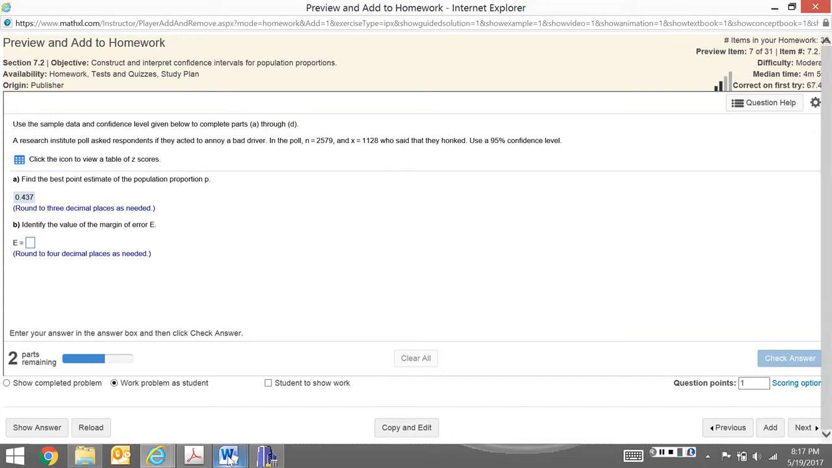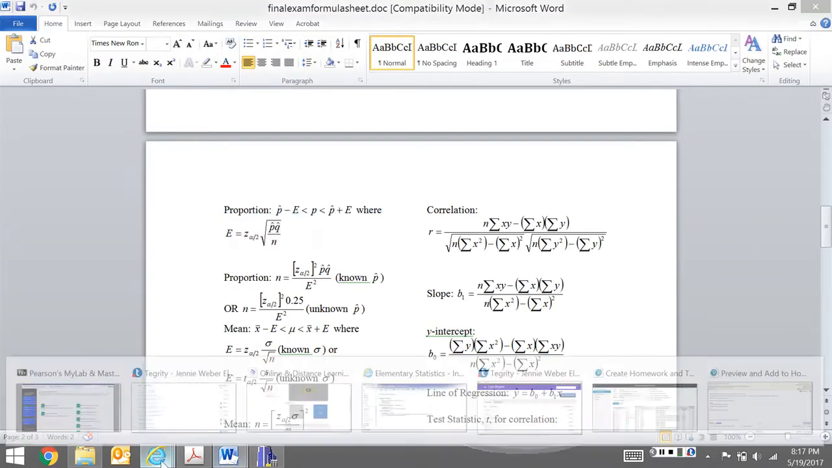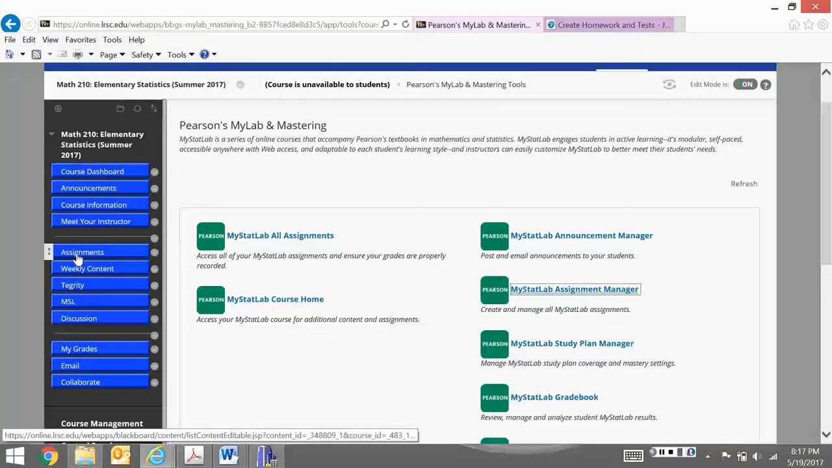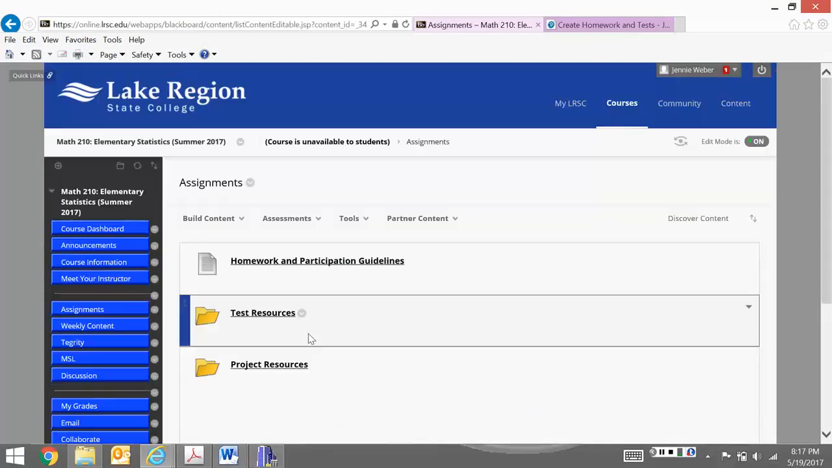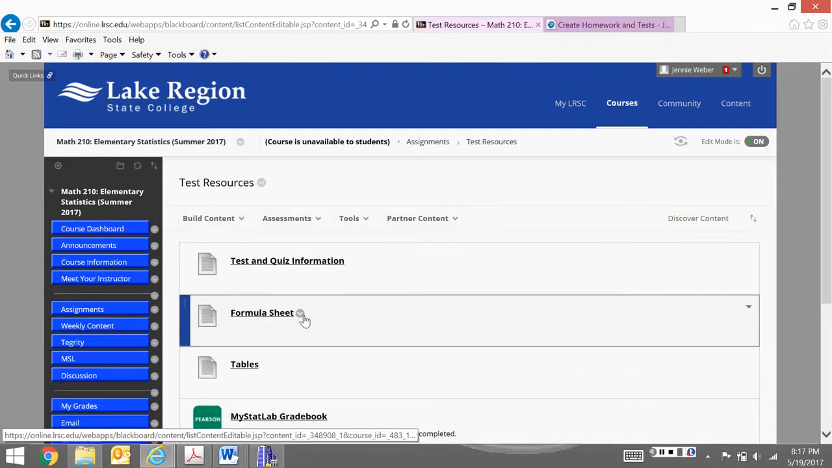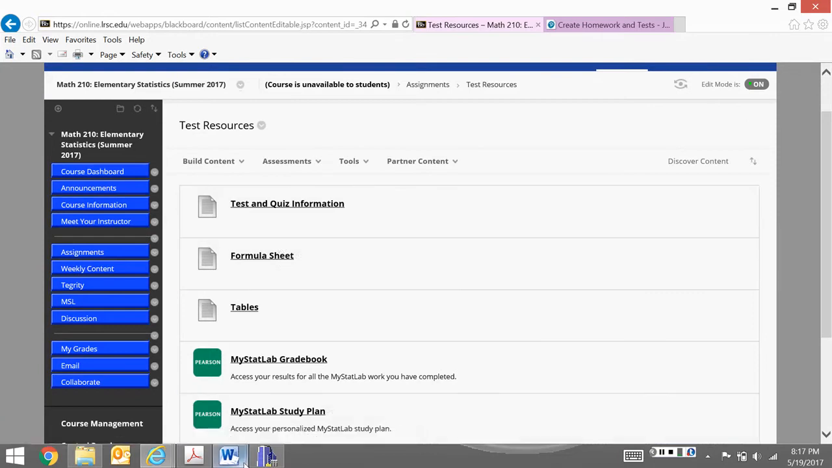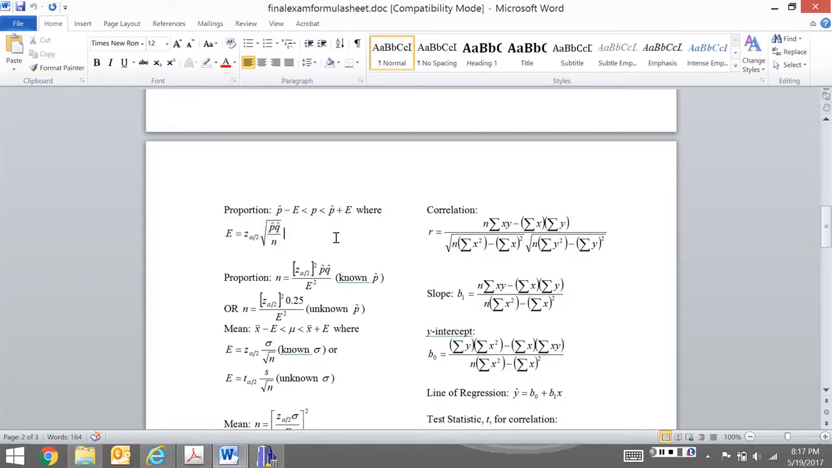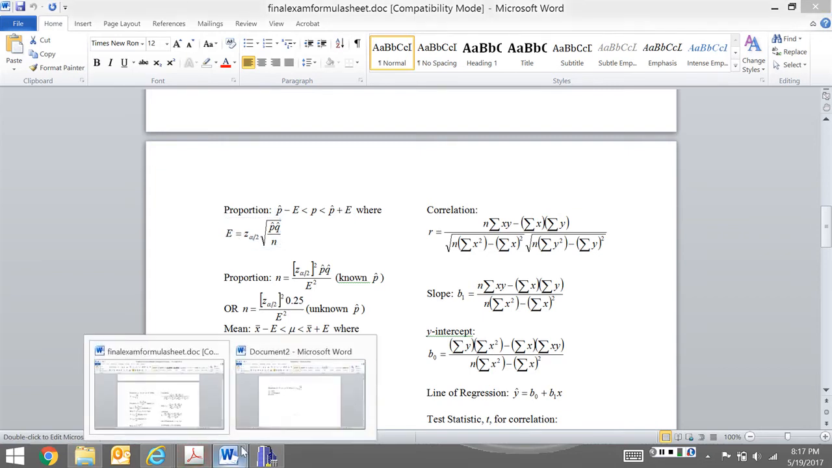Now, remember the proportion formula. If you look in the course shell under assignments, test resources, I have a formula sheet, but you could make your own. You can see the formula sheet right there, with the proportion we're creating. There's our point estimate we just found, 0.437. The idea is there's a certain error that goes each way, and that makes our confidence interval. We need to figure out the error. This is what they're asking for.